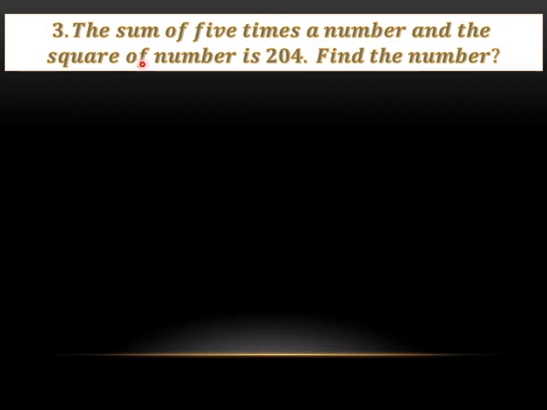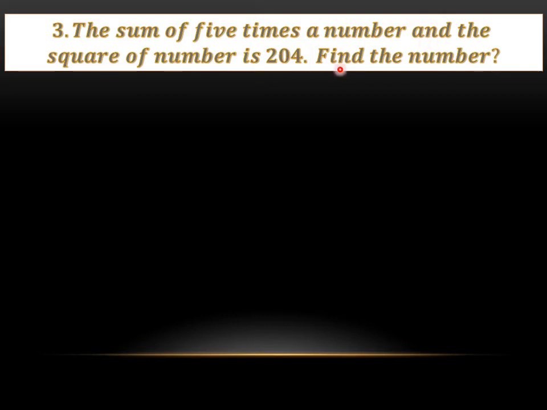Question number 3 is the sum of 5 times a number and the square of the number. Whenever two things are given, just like here, 5 times a number and the square of a number, so two things, first is 5 times a number and the second is the square of a number, in place of and, we have to put sum. What is written in the beginning is always placed in the replacement of this and digit.